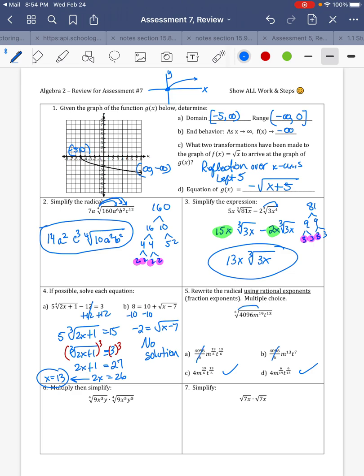So 6 goes into 19, not at all. So 19 over 6, that looks good. Oh, this one's wrong. And then 6 goes into 13. This is how I show that. So letter C it is.